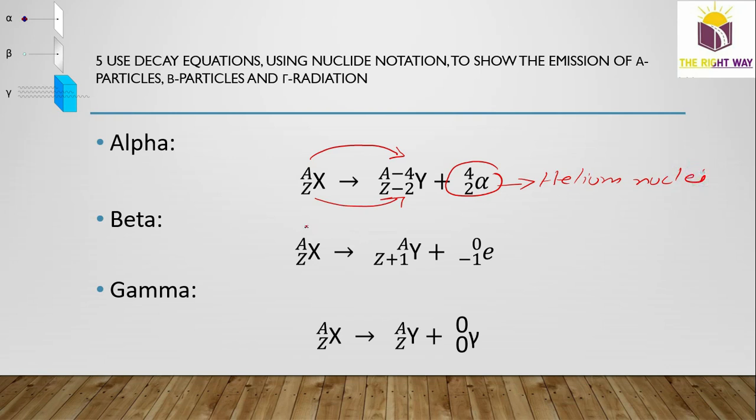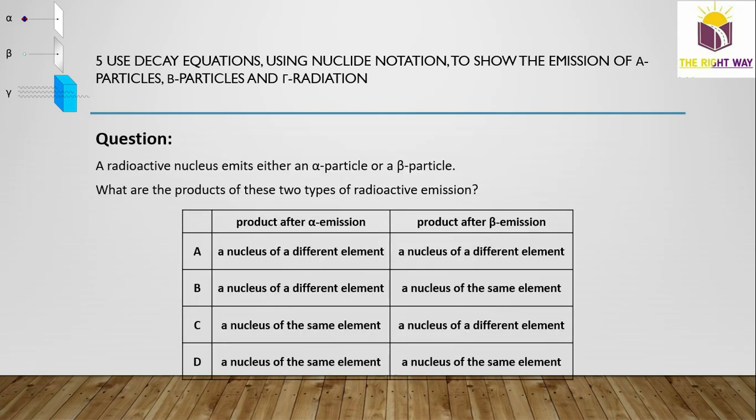In the beta decay, our mass number remains the same, or our proton number, the atomic number, increases by 1, because our neutron decays into a proton and an electron. This electron is known as a beta particle. In gamma radiations, our atomic mass and the atomic number both remain the same. Gamma radiations are just the excess energy that a nucleus has released in the form of electromagnetic radiations.